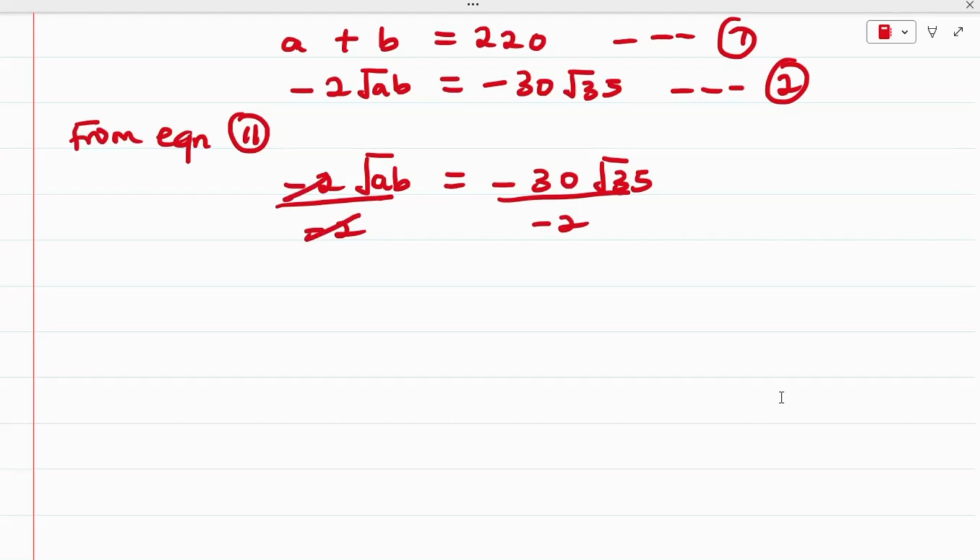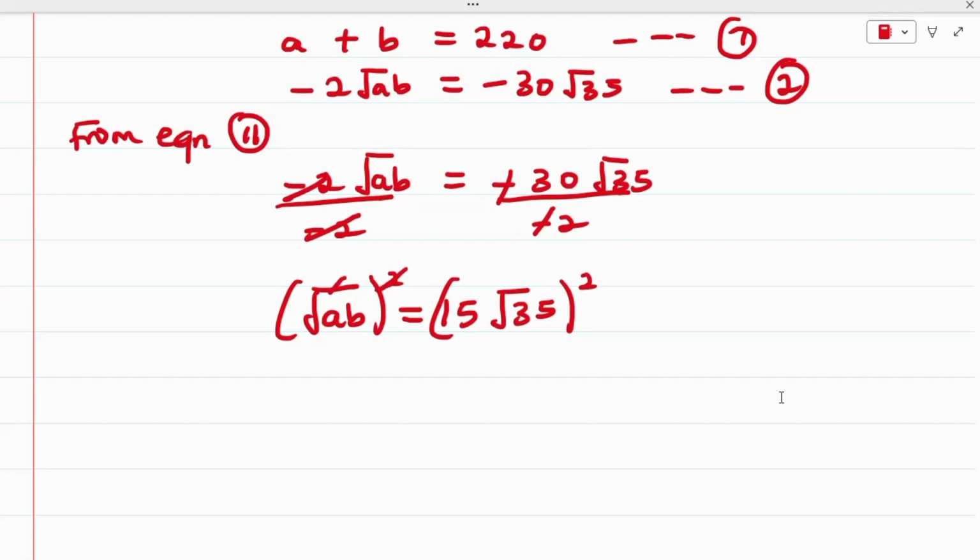Alright, so we want to simply divide both sides by negative 2. So this is going to cancel out this. We have the root of AB is equal to, minus cancel minus, 30 divided by 2 is 15 into the root of 35. Next thing we have to do is to simply square both sides. So this is going to cancel out this. We have AB is equal to 15 squared multiplied by the root of 35 squared.